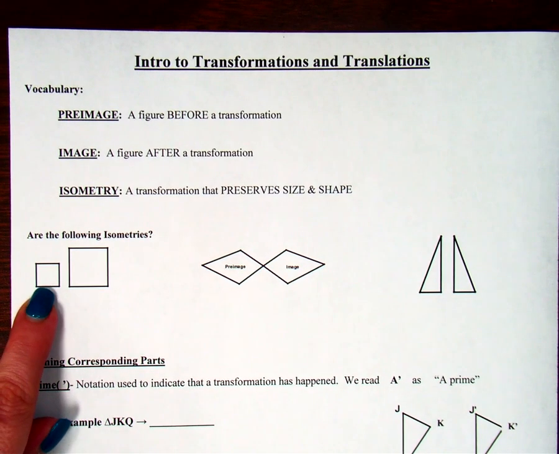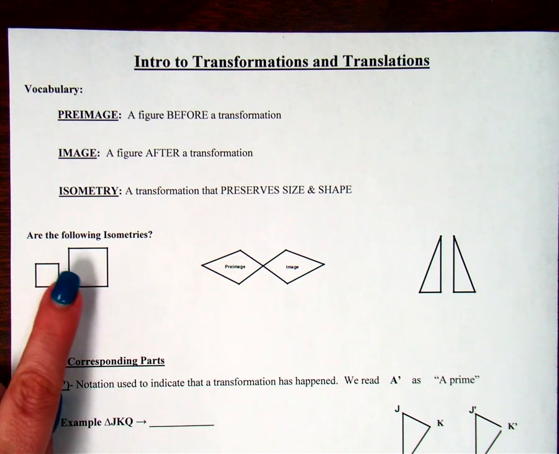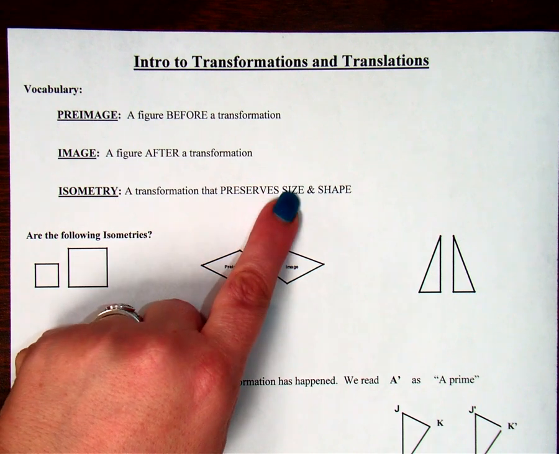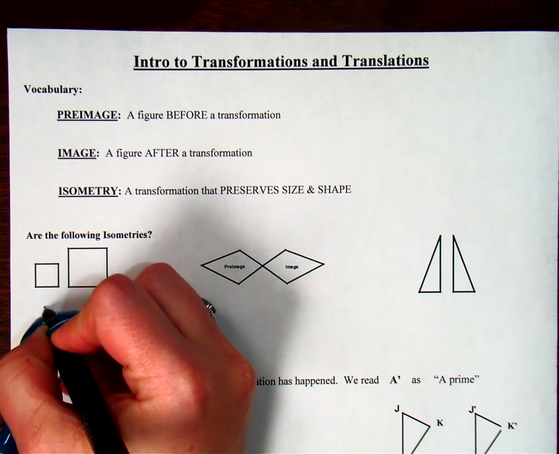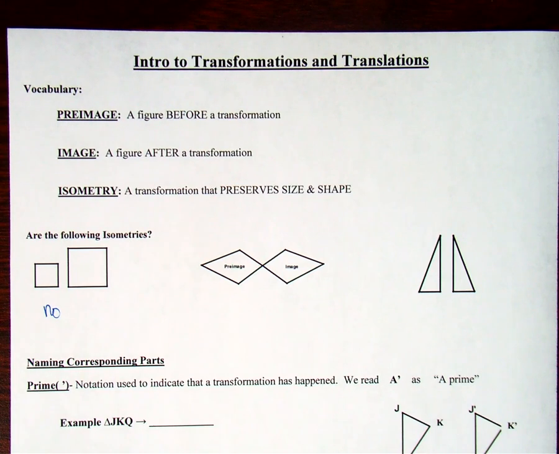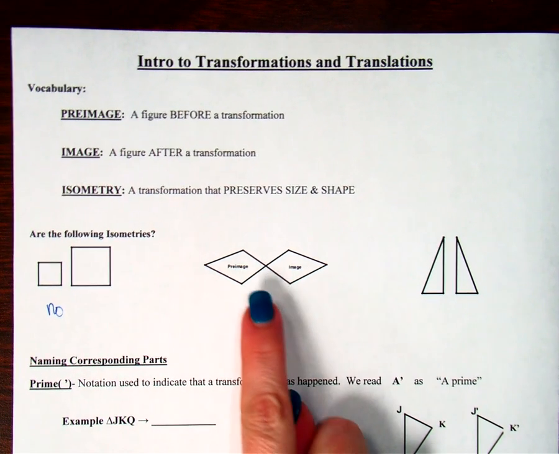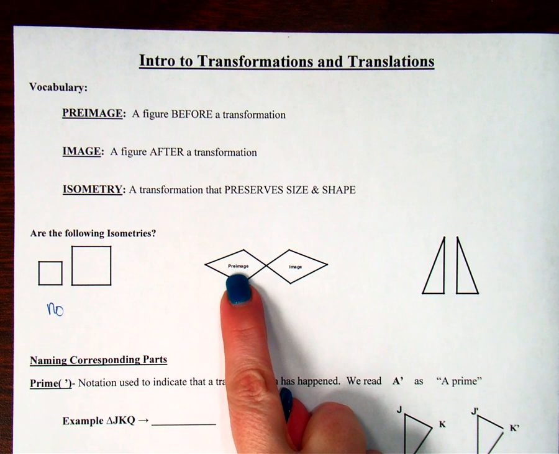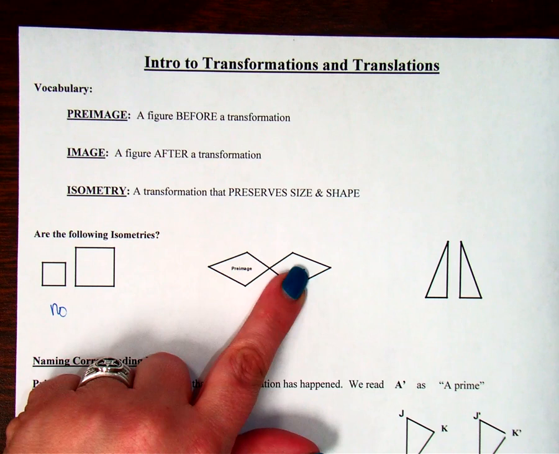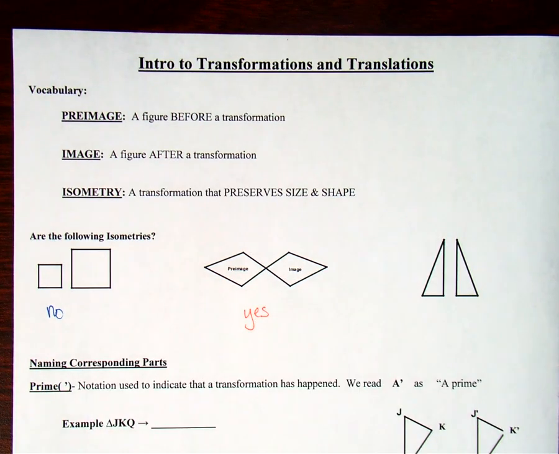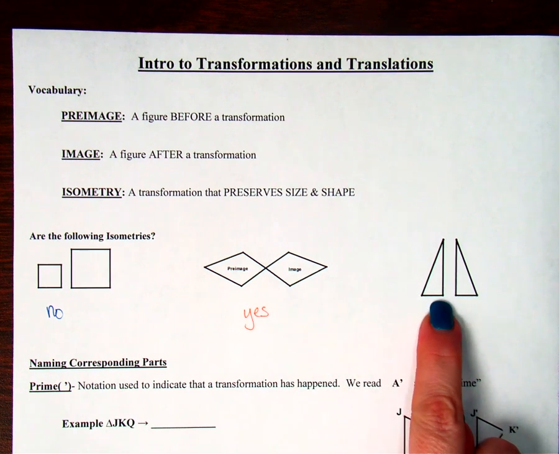So here I can see I have this small quadrilateral that looks square-like and a larger one. So because they have different sizes, we have to say, no, this is not an isometry because they are different sizes. Okay? My next one, I have my pre-image here and my image here. I know that's really tiny to see, but I can see that it looks like they are the same size. They're the same shape. One's just been either rotated around or reflected over to the other side. Okay, so this one we're going to say yes is an isometry.